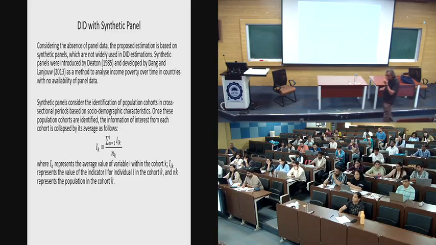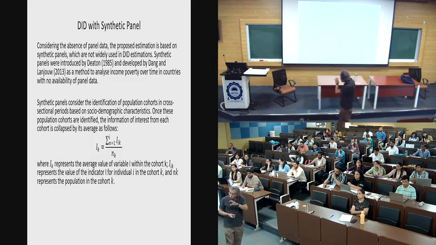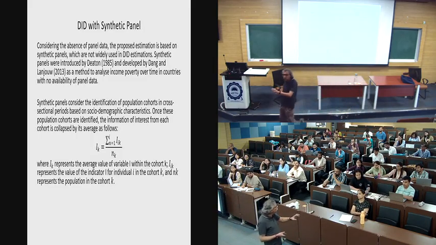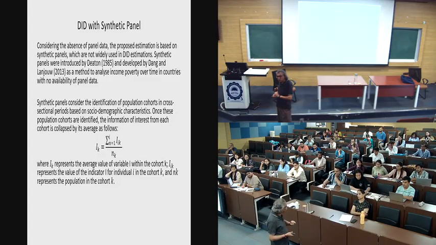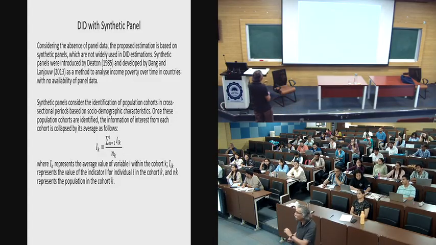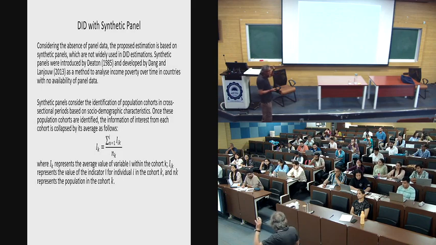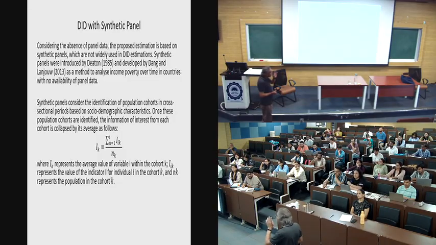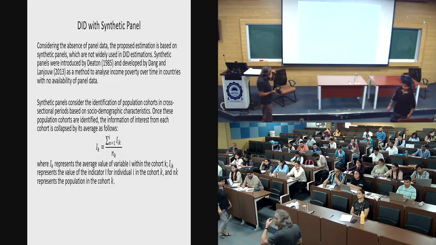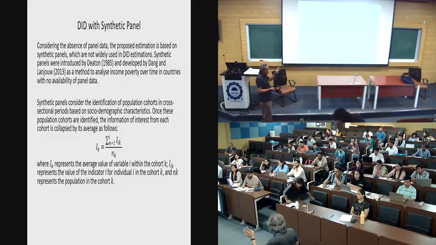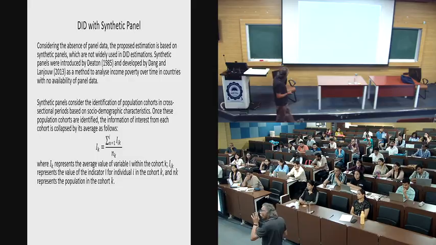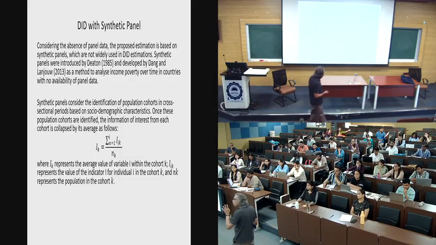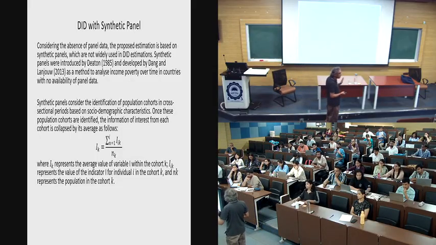Once this population cohort I have identified, then from each one of the cohort, I basically calculate their average. Okay, so that's the way the process goes. So I collapse, I first decide about the socio-demographic characteristics. Then once I identify the cohorts, I take the information from each one of the cohort by its average value. That's exactly what I do, okay?